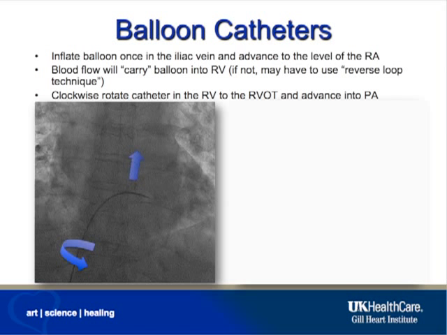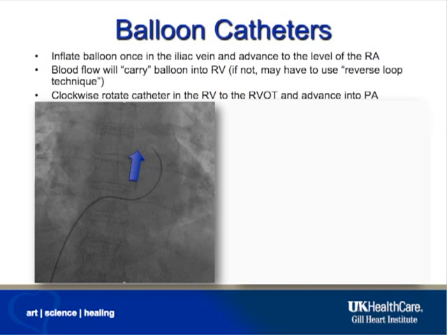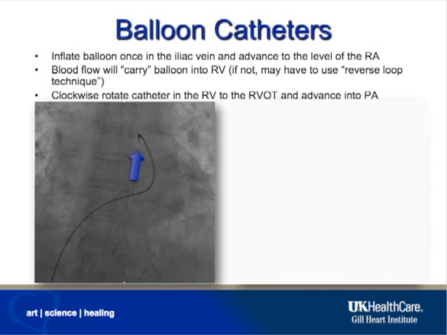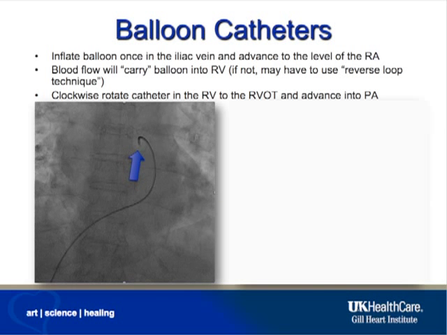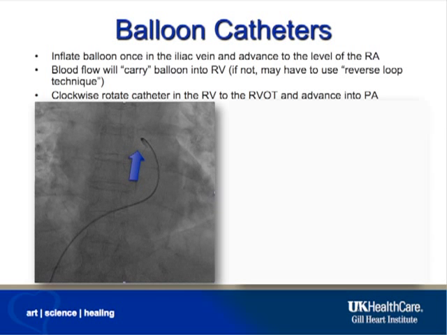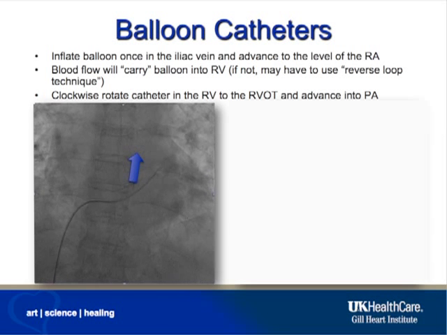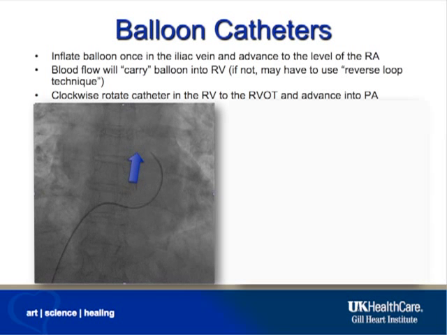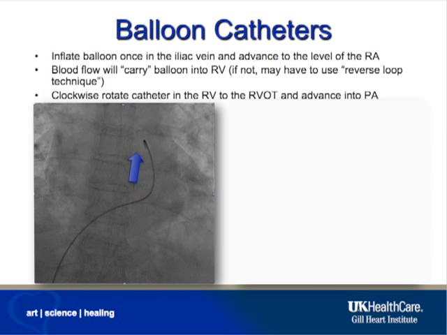Balloon tip catheters can be useful in situations when there are problems advancing the pigtail catheter. We use an 0.035 6 French balloon tip catheter, which can be inflated in the IVC, advanced, and directionally located into the right atrium and ventricle following blood flow. When in the right ventricle, clockwise rotation is used to torque the catheter into the outflow tract, where it can be advanced into the pulmonary artery.